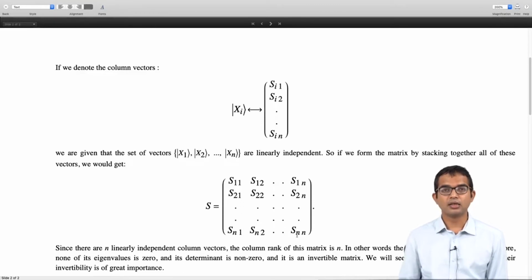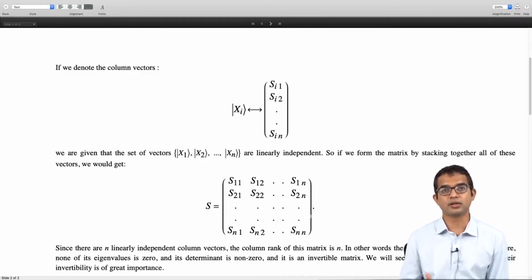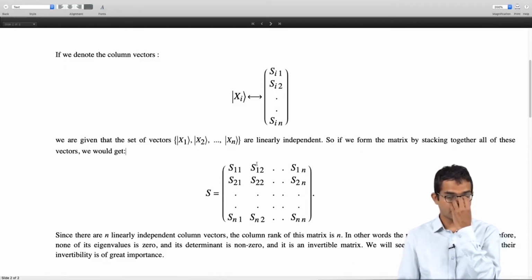It's an invertible matrix. As you have also seen, the inverse of a matrix will contain a factor of 1 over the determinant. If the determinant is 0, then it's not invertible. But if the determinant is non-zero, then 1 over the determinant of this matrix is not a problem. Okay, so why do we care about this? You will see that this has an important application.